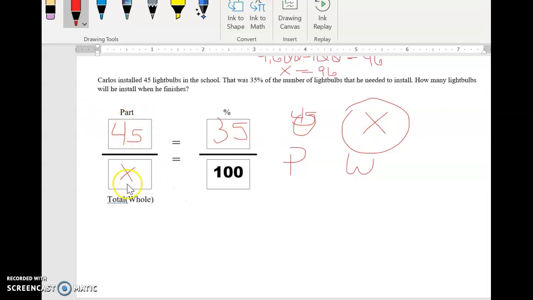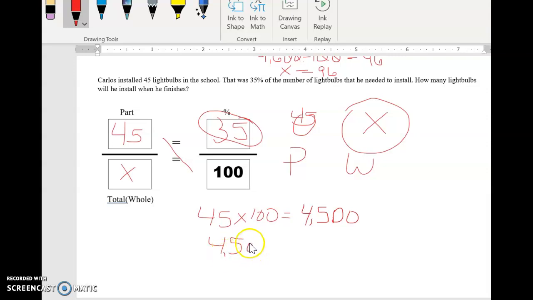Again, 45 is my part. I don't know the whole because he's not done. He's got to install more light bulbs. So I have 45 times 100. And again, use my knowledge of zeros. Oops, wrong place. And divide that by 35.